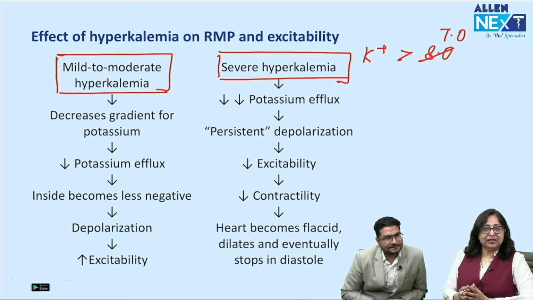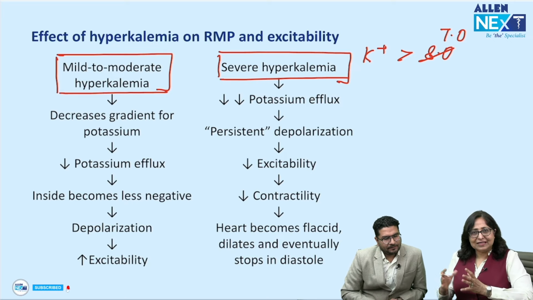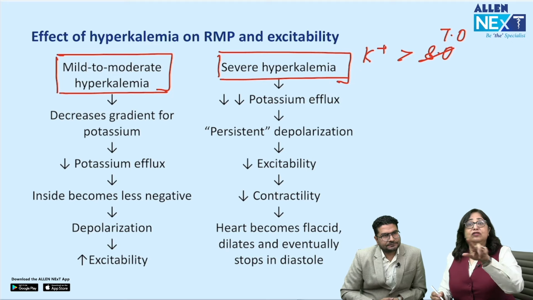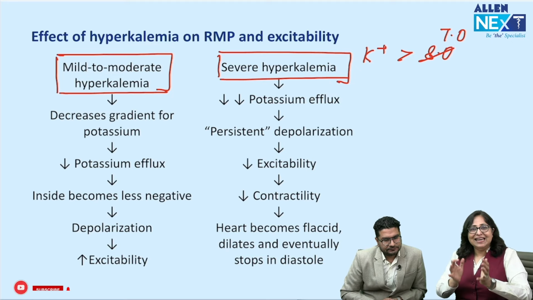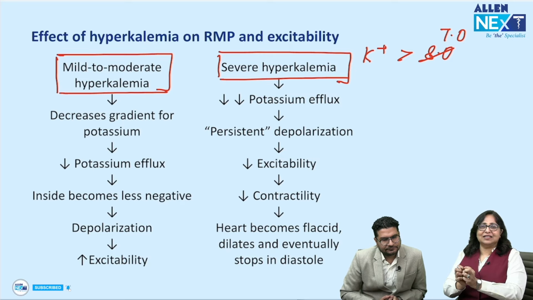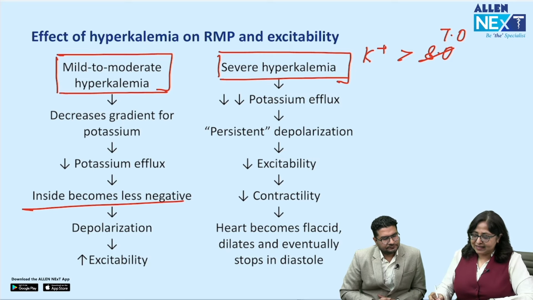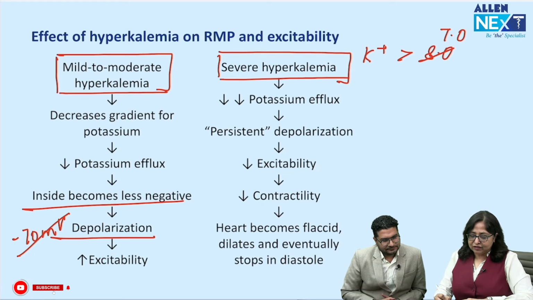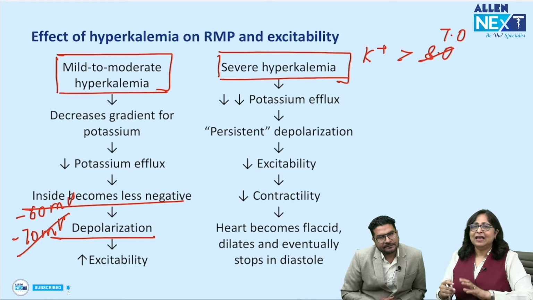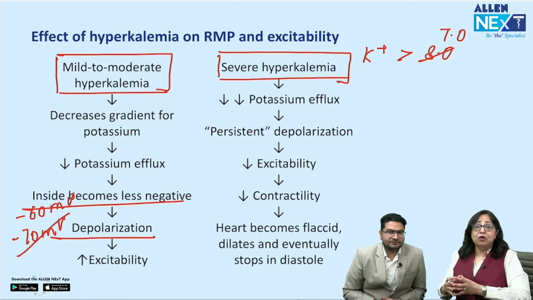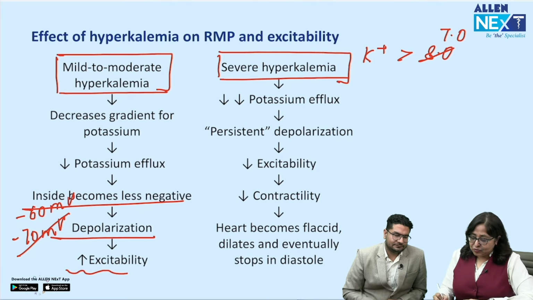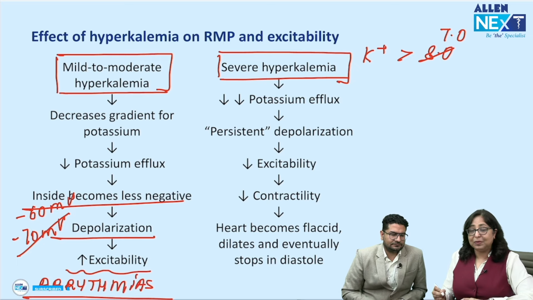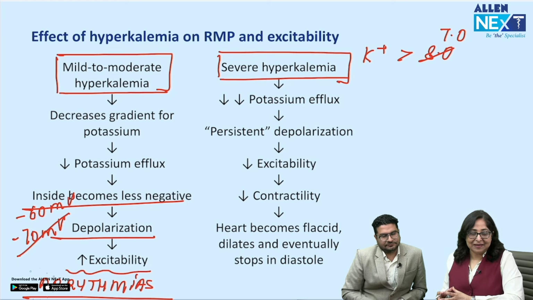Now, if it is a mild to moderate hyperkalemia, that means potassium up to 7, let's say 6 to 7, the gradient reduces. If the gradient reduces, there is less potassium efflux, more positive charge inside the cell. So inside of the cell becomes less negative, the cell is depolarized. Instead of a resting membrane potential of minus 70, this is about minus 60 millivolts, and that means there is increased excitability. So we see arrhythmias. This is one of the conditions where it could lead to cardiac arrhythmias.